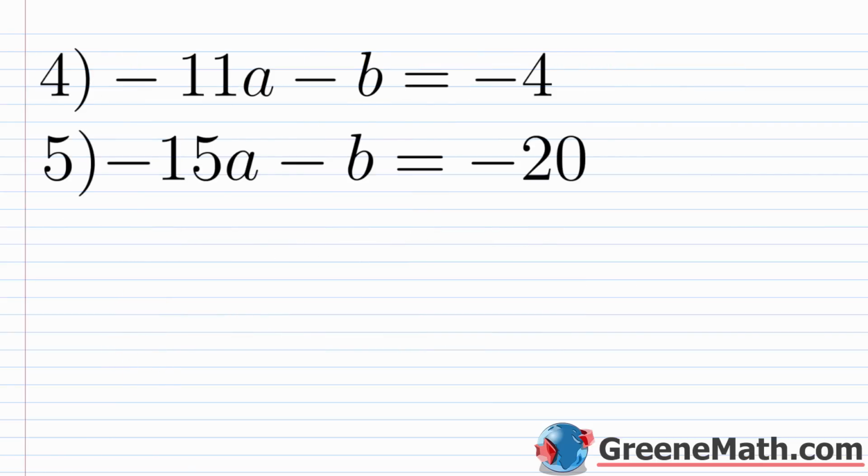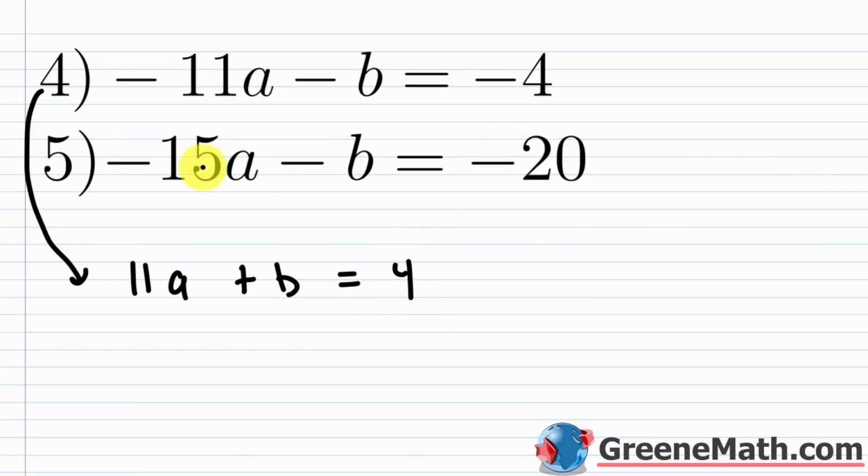All right, so now we have our equations number 4 and number 5. So I'm going to just drag this down here and say I'm going to multiply equation number 4 by -1. So this would be 11a and then plus b, and this equals 4. This one would be -15a minus b is equal to -20. So I multiplied everything in equation number 4 by -1. That's how I got this. And then equation number 5, I didn't do anything to that.